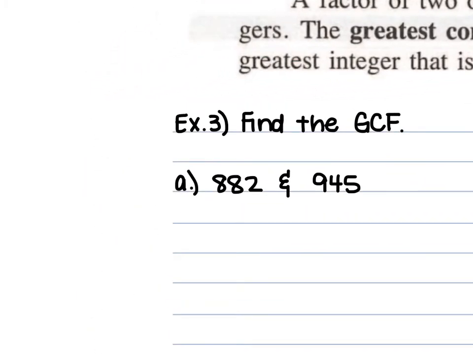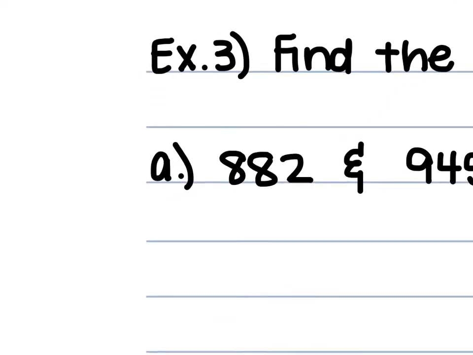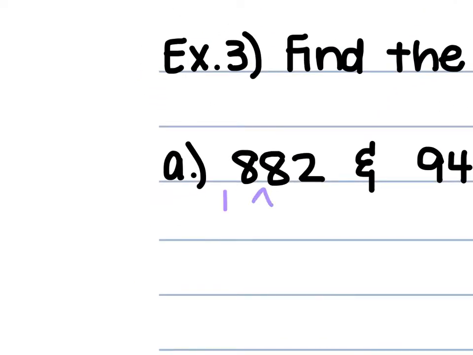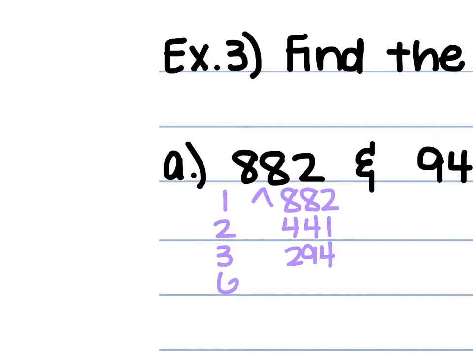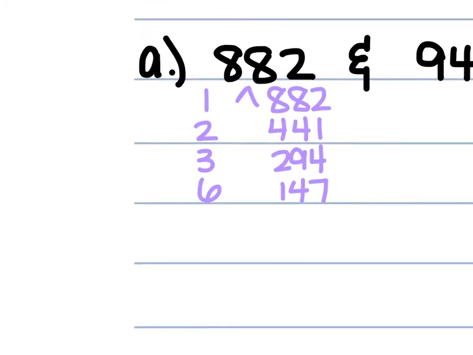So if we look at example 3a, we're given the numbers 882 and 945. So start with the 882. We know that 1 and 882 is going to start us. Then we have 2 and 441. We have 3 and 294. There goes 4. Does not go into it evenly. 5 does not go into it evenly. 6 goes into it evenly because it's divisible by 2 and 3. So 6 times 147 is 882.